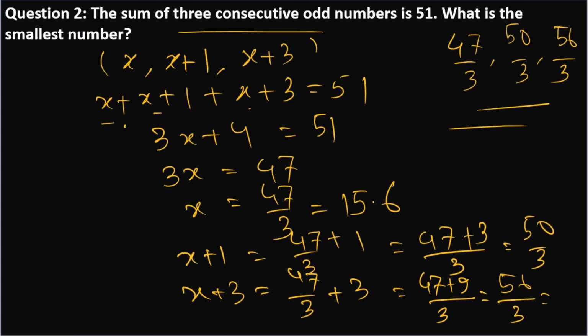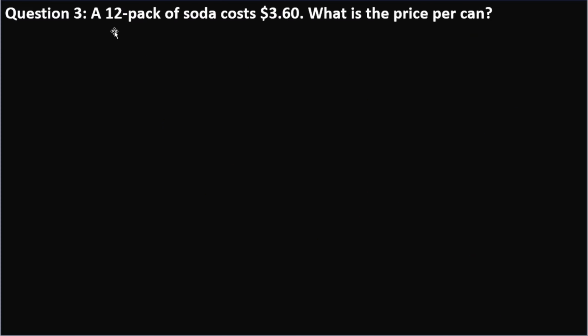Now come to another problem. A pack of soda costs $3.60. What is the price per can? A 12 pack of soda costs 3.6. So 3.6 divided by 12, it's 36, and 12 goes over 36, 3 times.